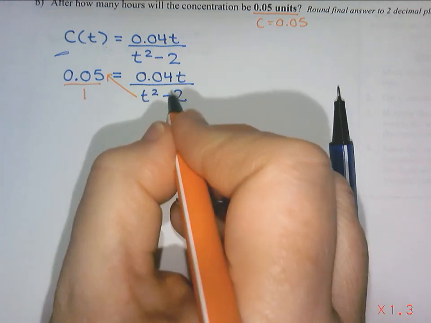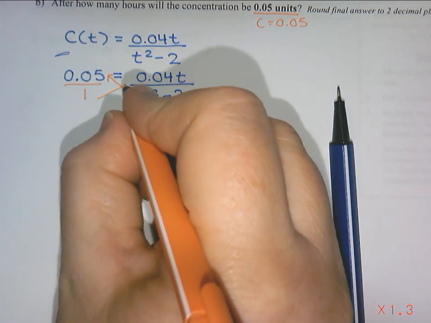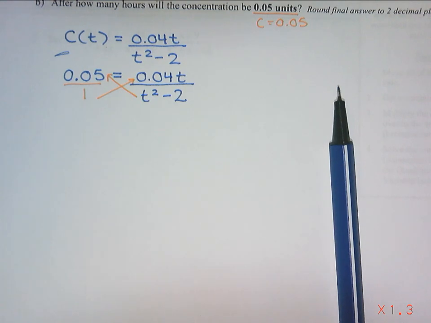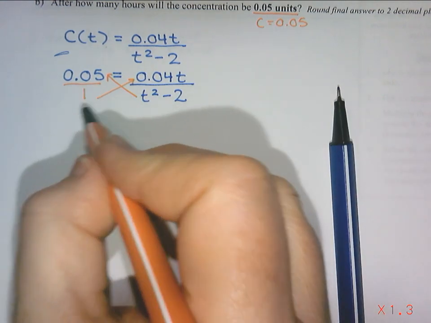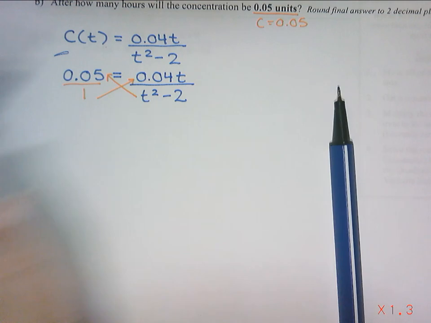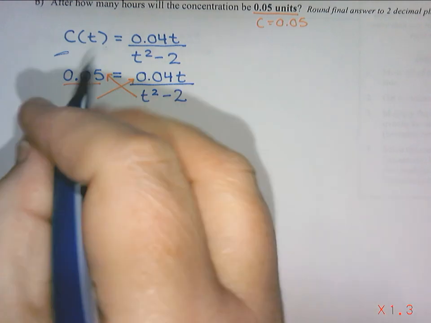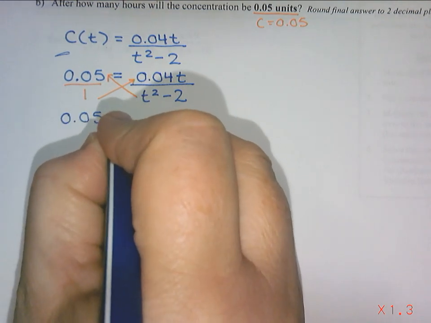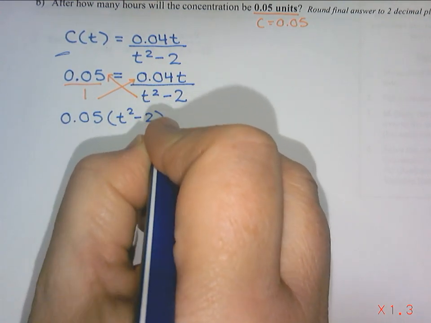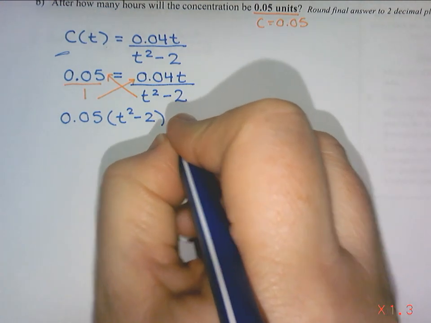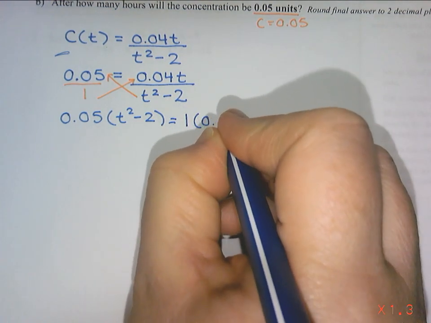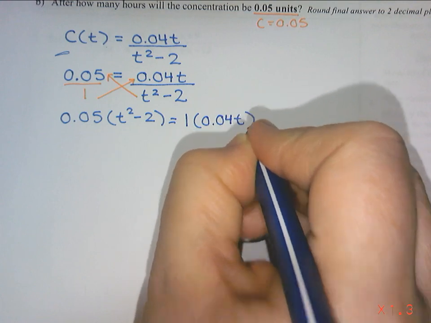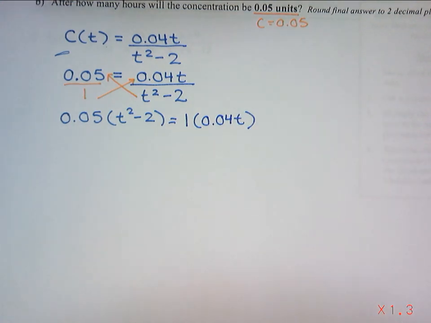And then I am going to multiply t squared minus 2 by 0.05, right? Because the opposite of dividing is multiplying. And then we're going to multiply 1 by 0.04t. Same idea. To cancel out a division by 1, we have to multiply the other side by 1. All right, so you don't have to write it out like this, but I am just going to, because it's our note, put the step in showing how I'm multiplying. If you want to just do the multiplication, go for it. So I have 0.05 times t squared minus 2 equals 1 times 0.04t.